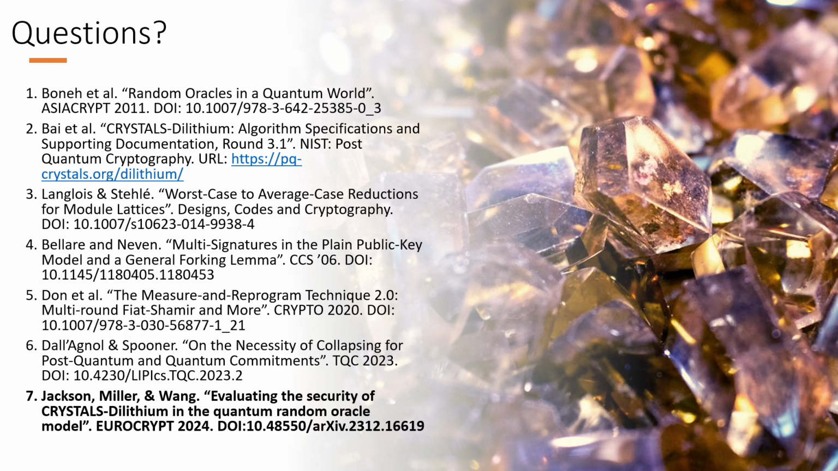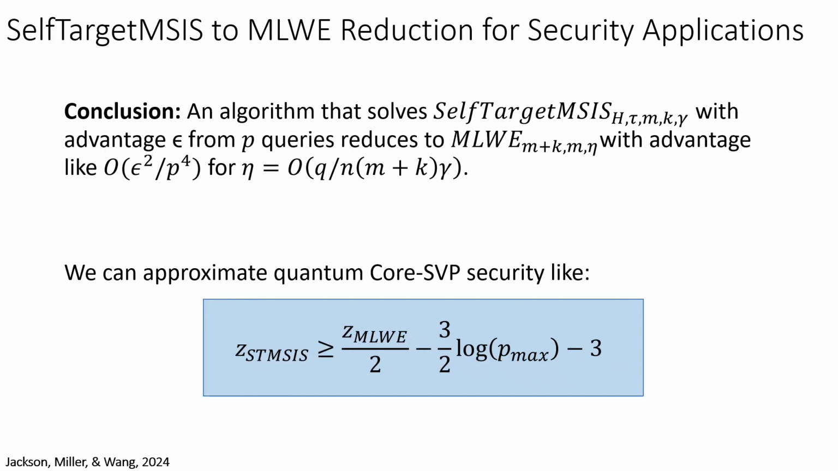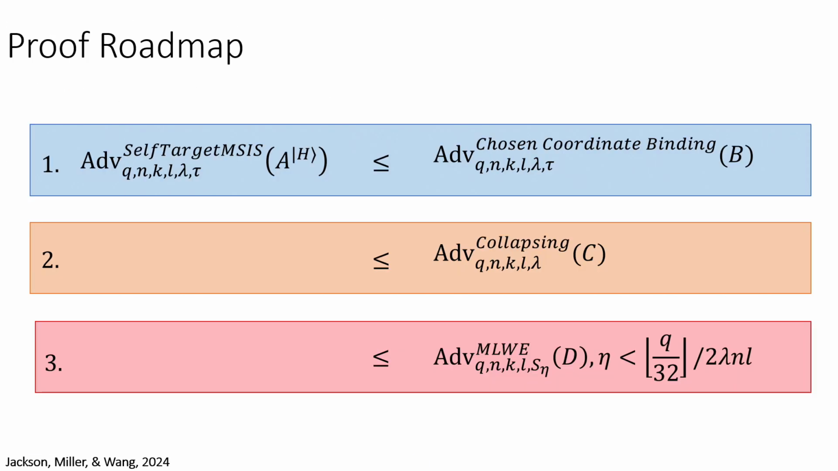Yeah, there seem to be some questions. Thanks for the talk. So maybe this is a clarification question. Maybe I skipped some part of your talk. In your proof roadmap, if I understand correctly, in your reduction from self-target MSIS in the QROM to the CCB experiment, this is the step where you're using some QROM proof techniques. And CCB, if I understand correctly, is a completely classical experiment, and you're not modeling any hash functions in the CCB experiment, right? No, there are no hash functions modeled in it.